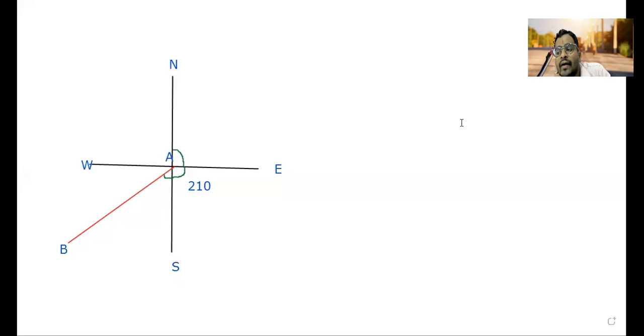Do you know, while finding the quadrantal system angle, we have to measure the angle from north or south only. Do you know? You are measuring the angle from west, isn't it? Are you measuring this angle from west or what?